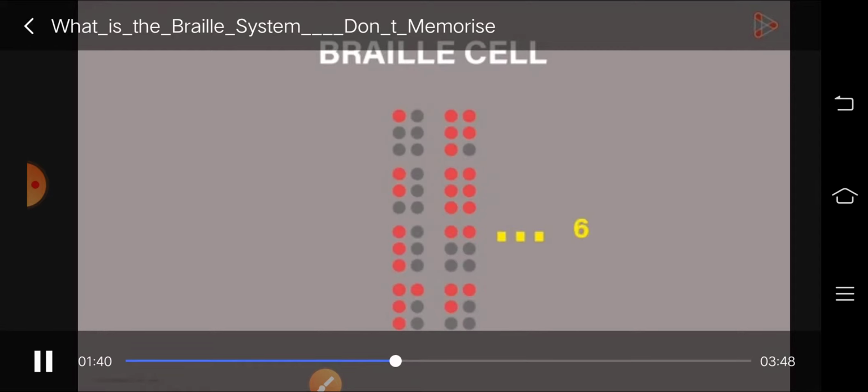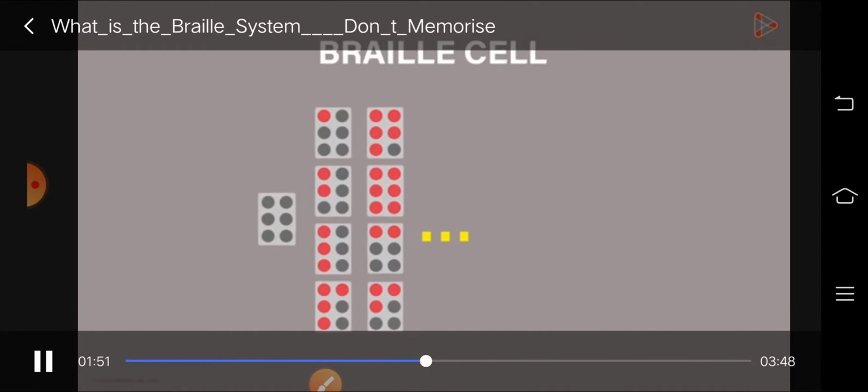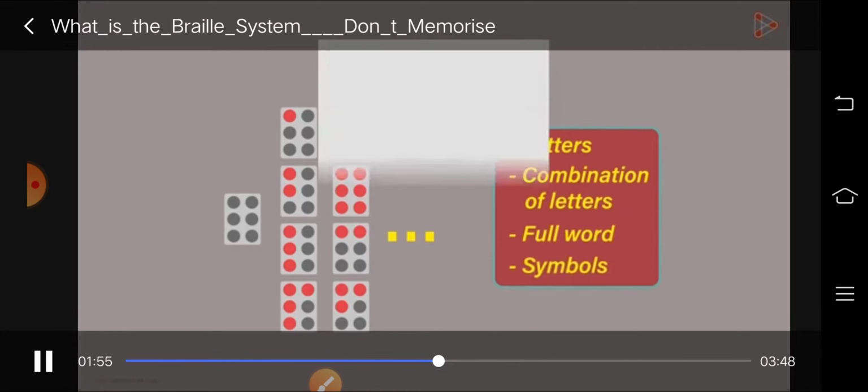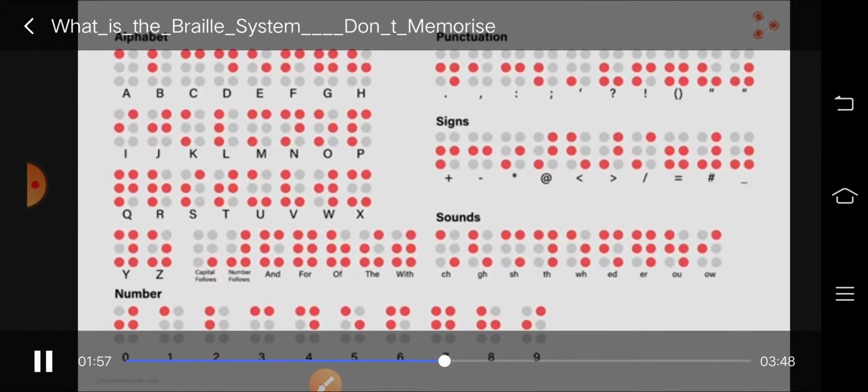There are a total of 63 dot patterns that can be formed. If we assume no dots raised to be one pattern, then 64 patterns can be formed. Each dot pattern can represent letters, combination of letters, a full word, or some symbol. Here is the list of the combination of dots representing the things mentioned above.